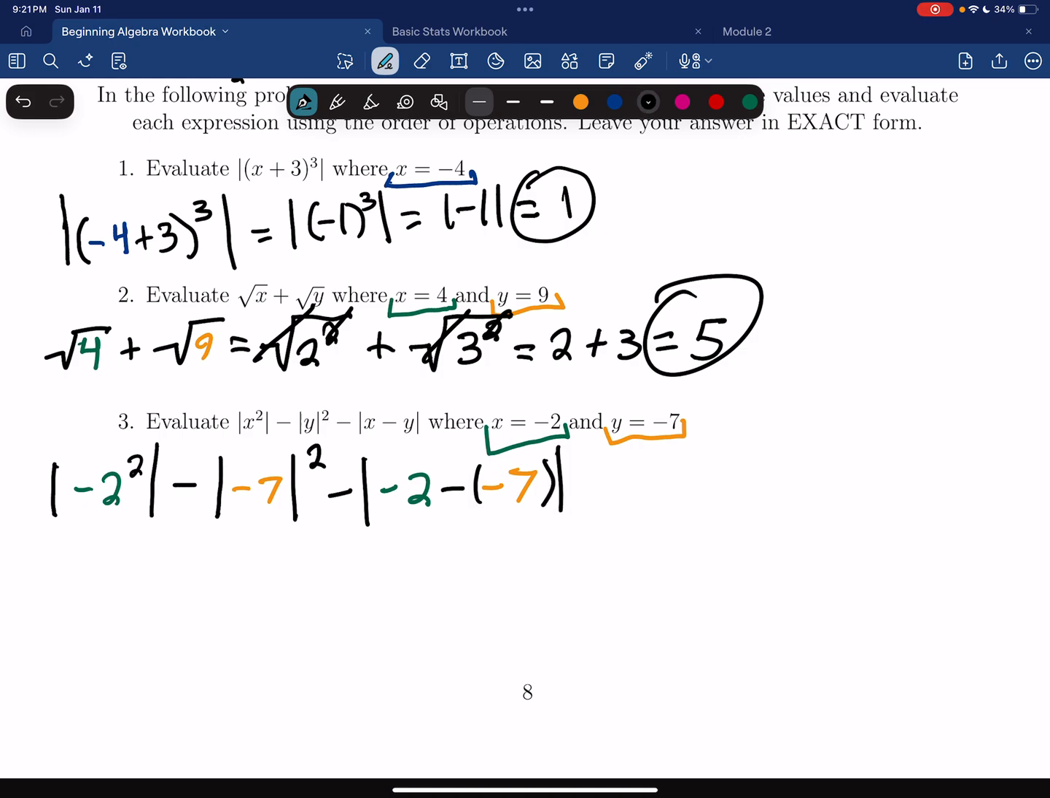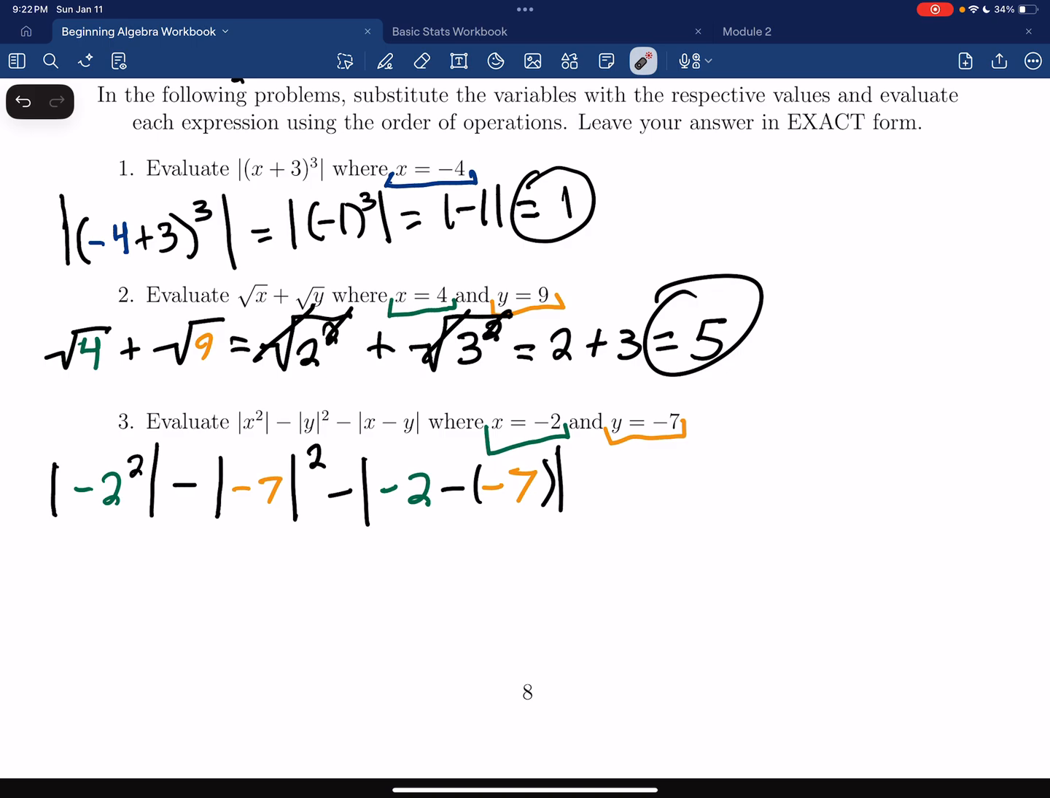Okay, so let's first simplify everything. Let's first simplify this absolute value, this absolute value, and this absolute value. So looking at the absolute value of -2 squared, the first thing I'm going to do using PEMDAS is evaluate this exponent here. Now recall from the first section when we were doing order of operations, because there are no parentheses, well, here's the thing.